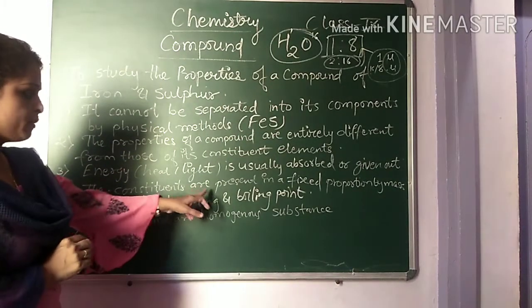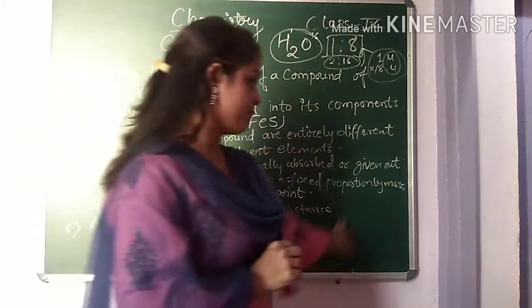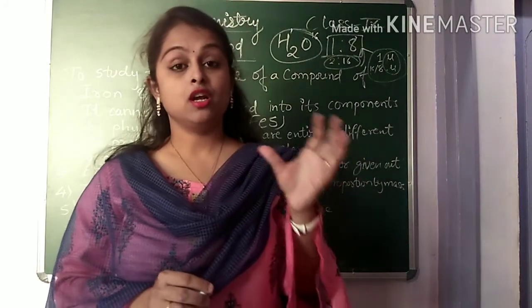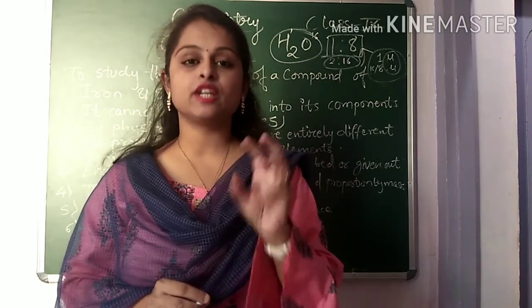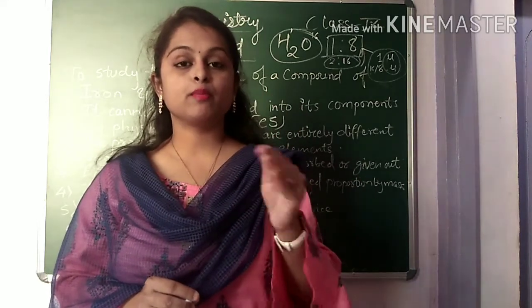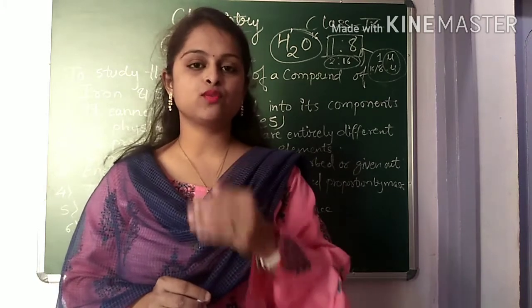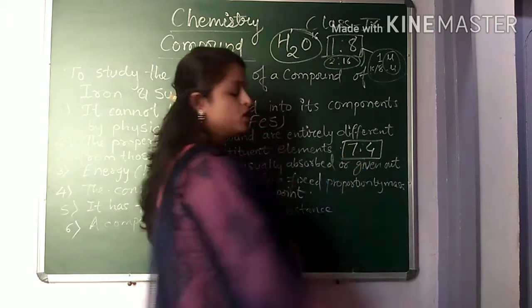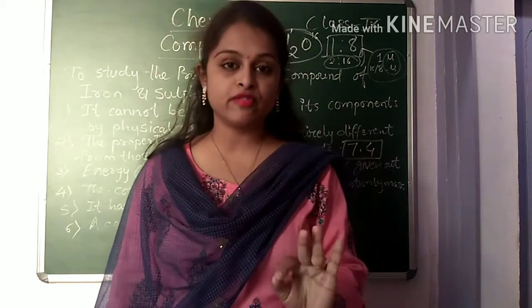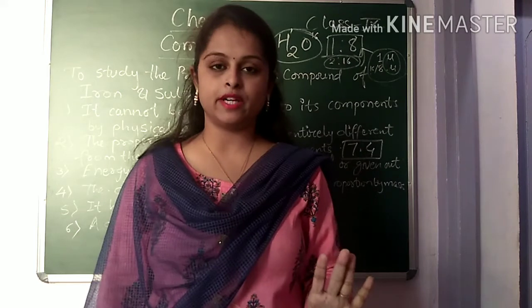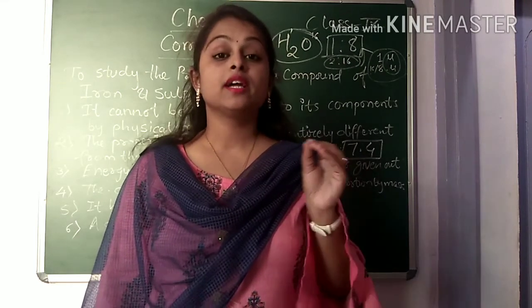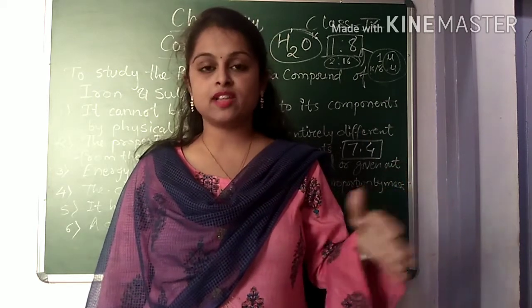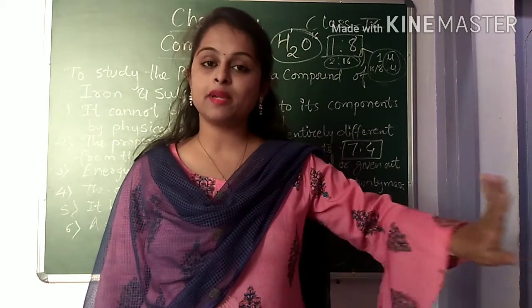The constituents are present in a fixed proportion by mass. Fixed proportion. Unlike a mixture, there is no fixed proportion there. You have to take the constituents of a compound in a fixed proportion. If we take the proportion of iron as 7 and sulfur as 4, it means 7:4. So this 7:4 is the perfect proportion for preparing the iron sulfide compound. If we take a little bit more, the excess constituent remains unreacted.